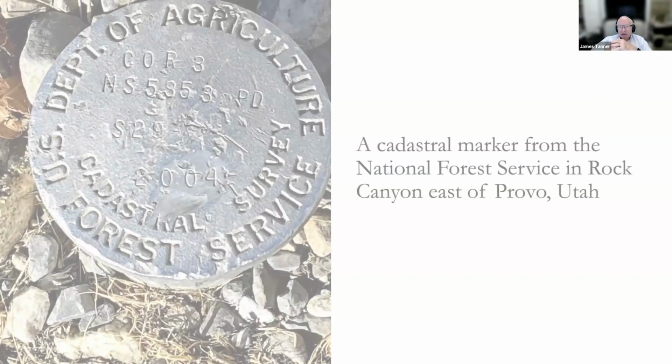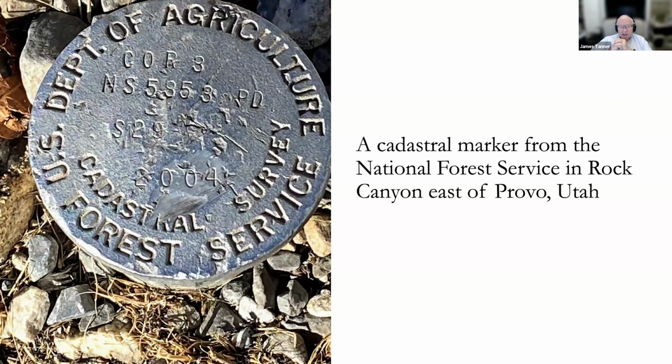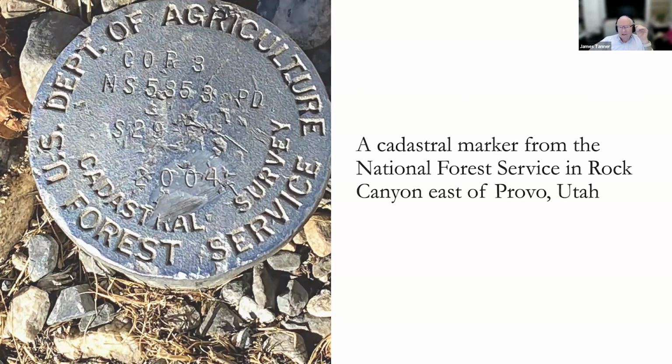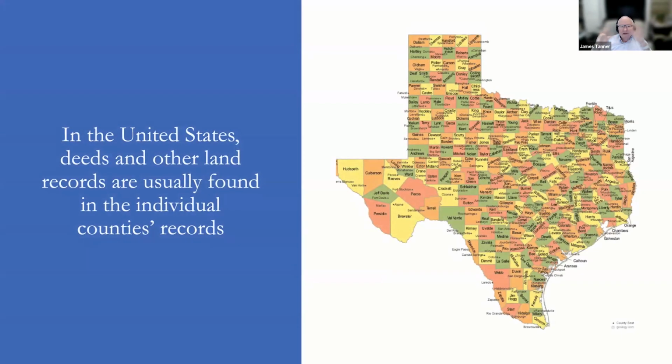Wrong direction. There we go. Just as a matter of interest, going up Rock Canyon here in Provo, Utah, I found a cadastral survey marker from the National Forest Service. These are all over the country. And so they're available and recorded. And where are these maps? Once again, we're going to go to the basis for this, and that is that they're in the various counties of the country. So all of these maps and records are found in the individual counties.